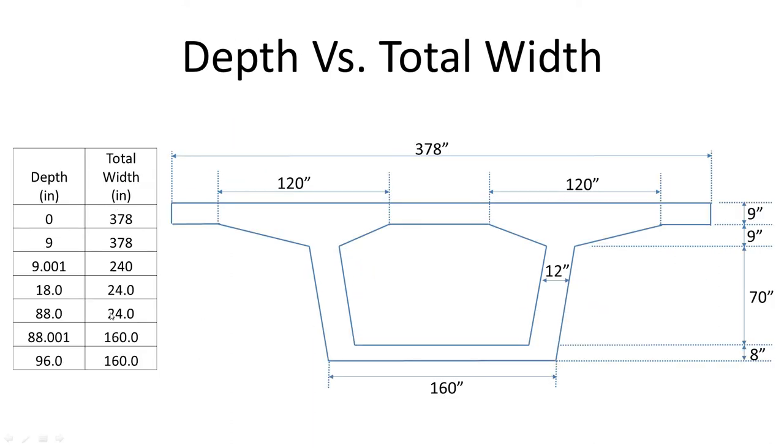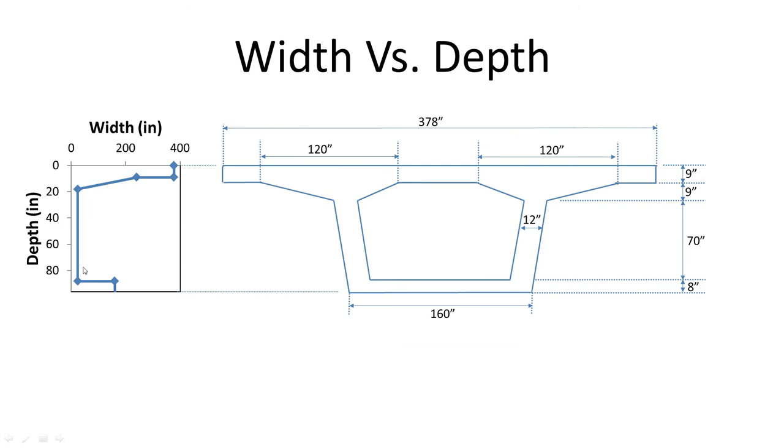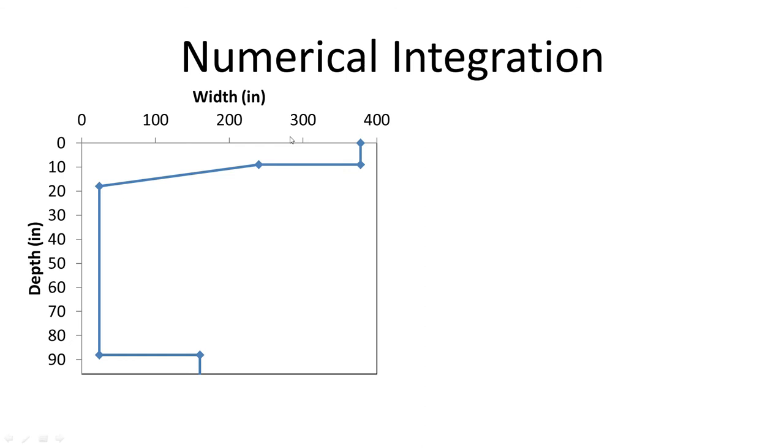If we plot this table, this is how it would look like. Notice how this complicated section has been reduced to this simple curve. I'll be using this curve to explain the numerical integration process, but it is not required for the numerical integration. Here is that curve, and the first step is to divide this curve into small strips.